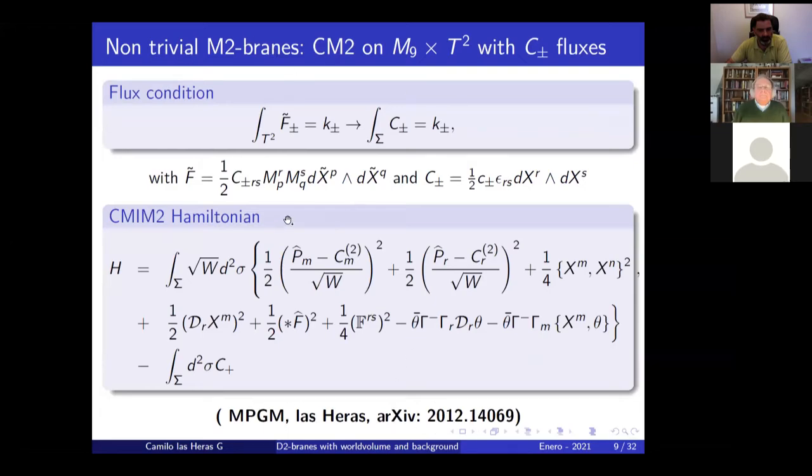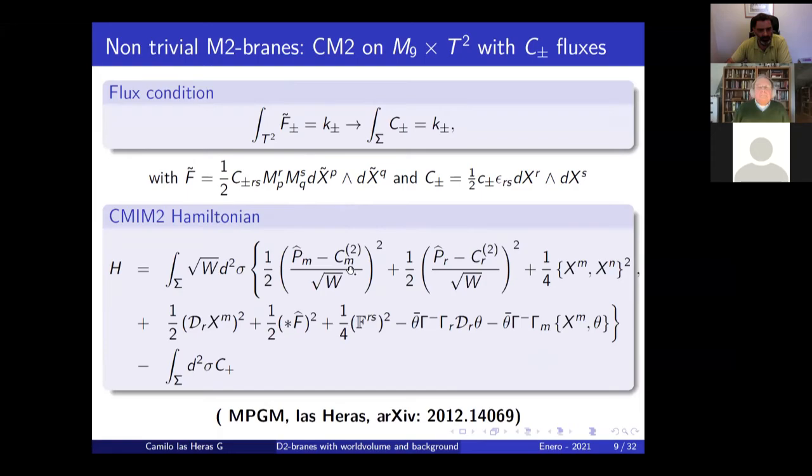More recently, we have found a third sector of M2 brane theory which also has a flux condition, but now we are considering a coupling with a more general background, because we are considering more components of the supergravity three-form as non-zero but constant. In this case, the Hamiltonian is given by this expression, where the novelty is these two contributions in the kinetic terms related to components of the supergravity three-form.